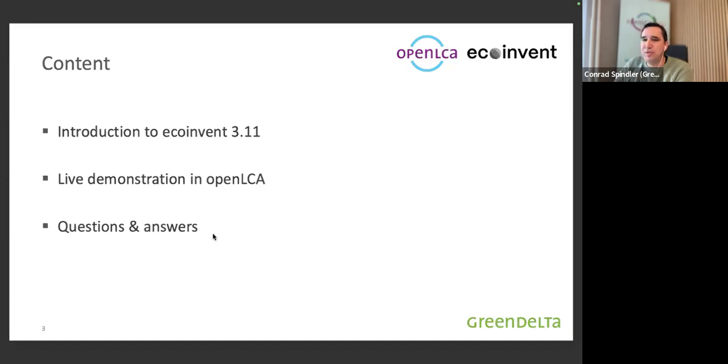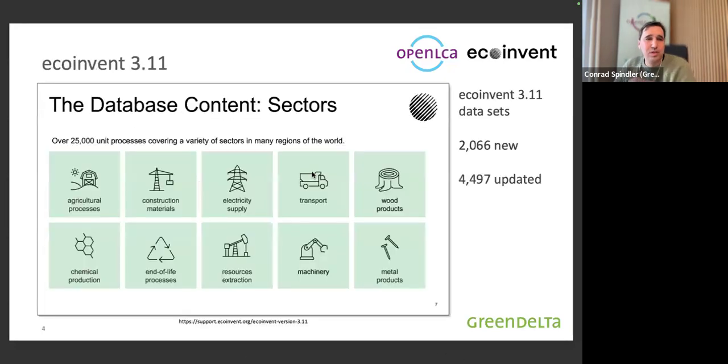Okay, so let's start with some content about the database. So the 3.11 update has now roughly 25,000 unit processes. And these are the typical sectors that Ecoinvent includes. And specifically in the version 3.11, we have here roughly 2,000 new data sets and roughly 5,000 updated data sets.